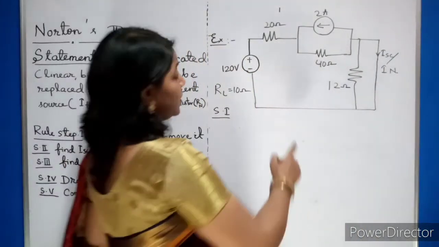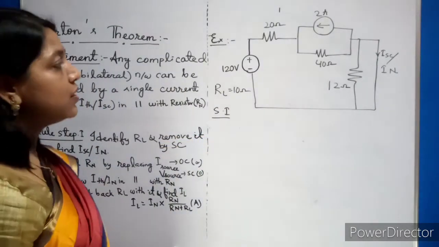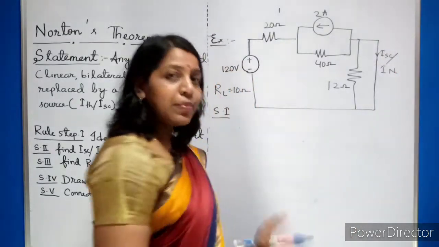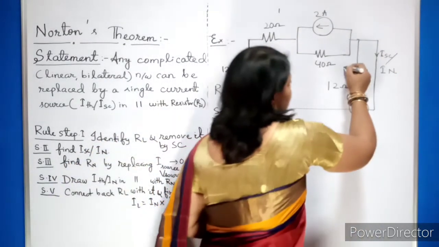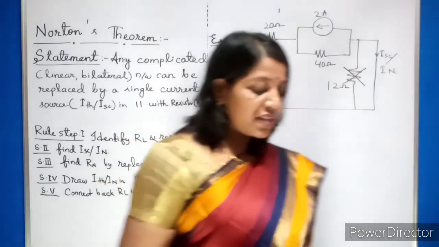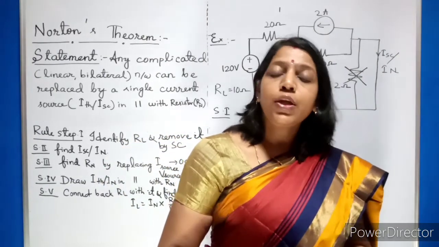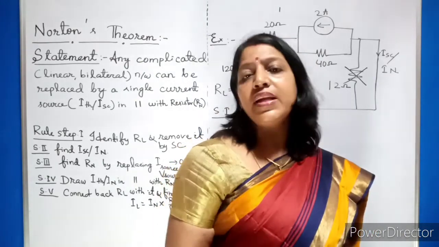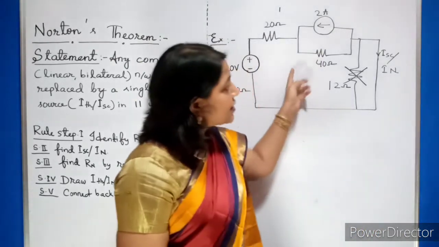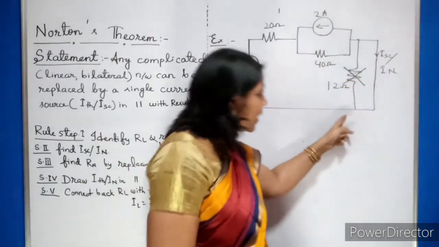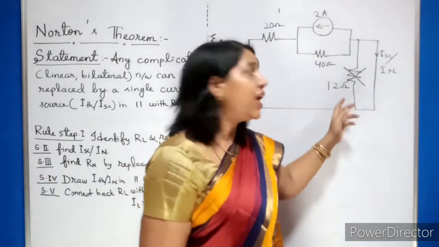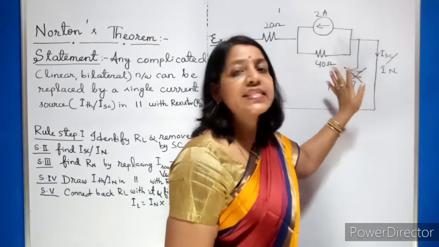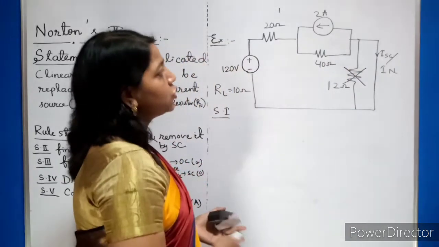Now the second step is to find Norton's current, that is your IN or ISC. Remember the very important concept: there is no value for this resistor. Why? Even we human beings have the tendency that if there is a shortcut route, we don't like to go the long way. Similarly, current has the nature that if it finds a shortcut path, it won't go through this resistor. So the meaning of this resistor is nil. You can just discard it.